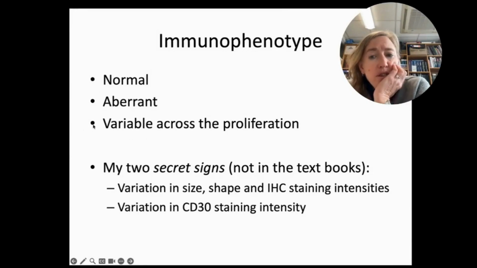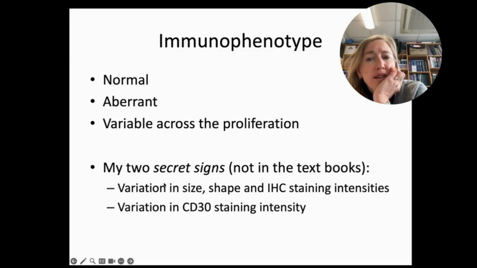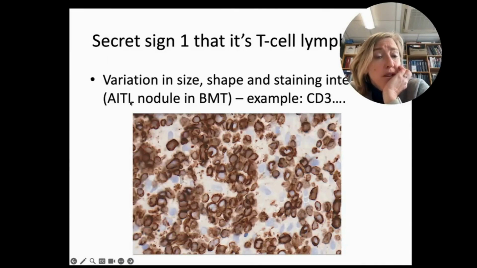So I'm going to show you two of my secret signs that something's a T cell lymphoma, which actually don't really exist in the textbooks. One of those signs, which I find extremely helpful, is just simply when you look at something like CD3, and you see quite a lot of variation in the size and the shape of the T cells and the level of CD3 staining. And that to me is a pointer to look harder for T cell lymphoma.